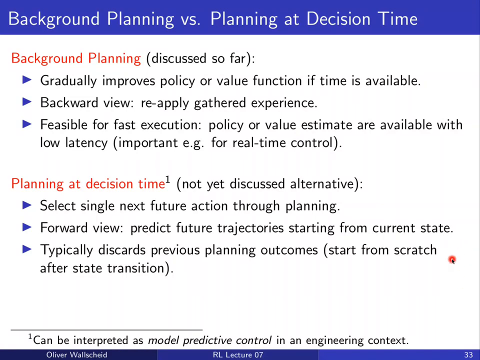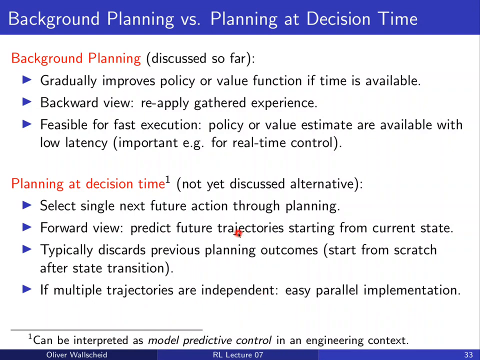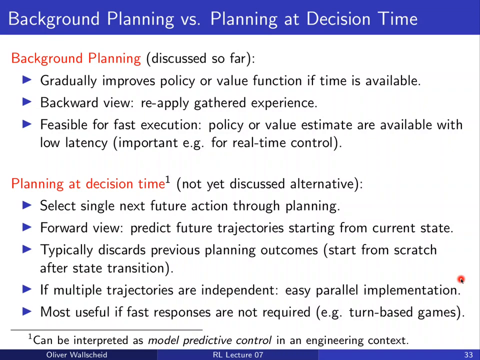A characteristic of planning at decision time is that previous planning outcomes are typically discarded. So when we have performed a certain state transition, we have to start from scratch and evaluate a new predicted trajectory again. This makes the computation very costly. However, if these future trajectories I'm going to predict from my current state onwards are independent of each other, I can nicely parallelize it. This fits nicely to the trends in computational hardware over the last decades. However, it is still, as I said, computationally demanding and is attached to a high latency response. So it is most useful if we don't need a fast response, for example, in turn-based strategy games.